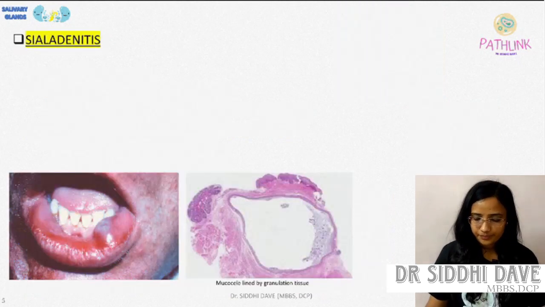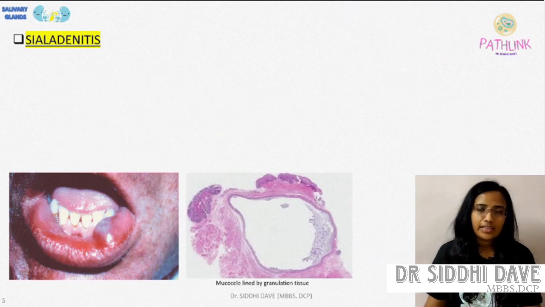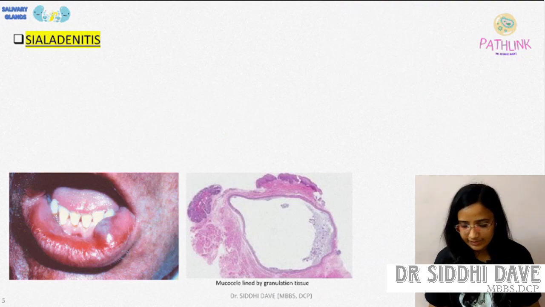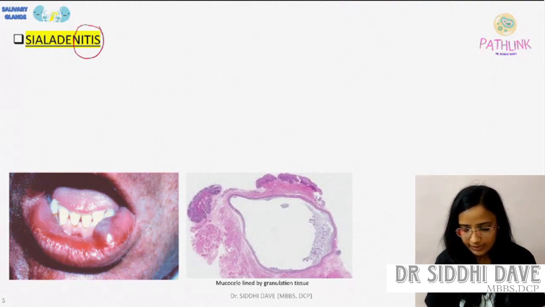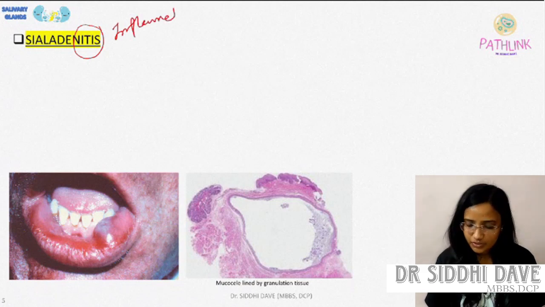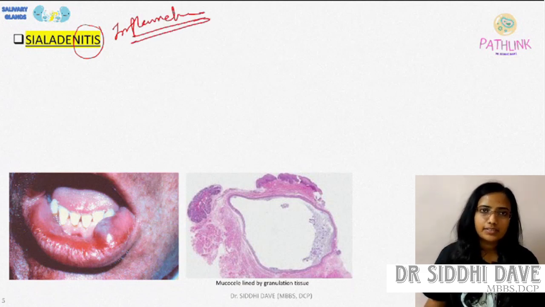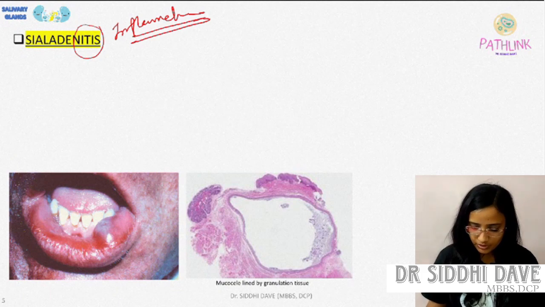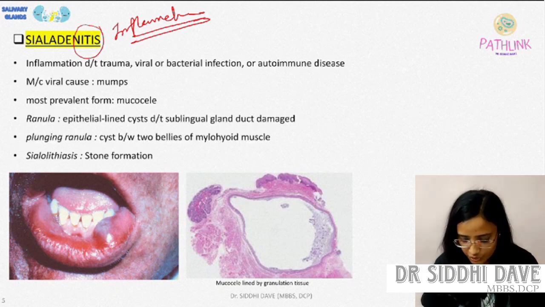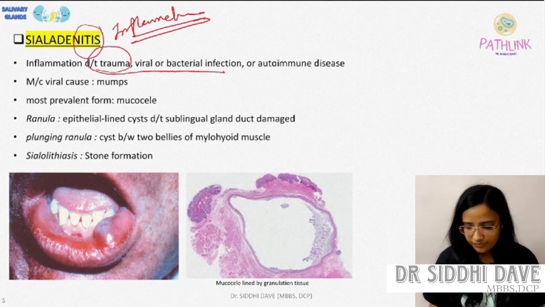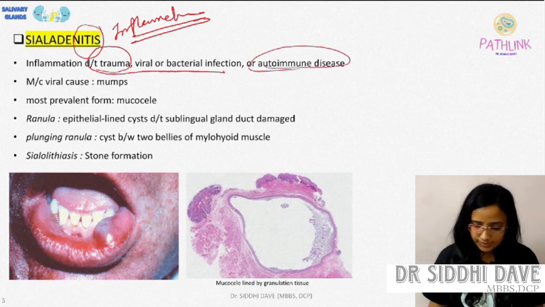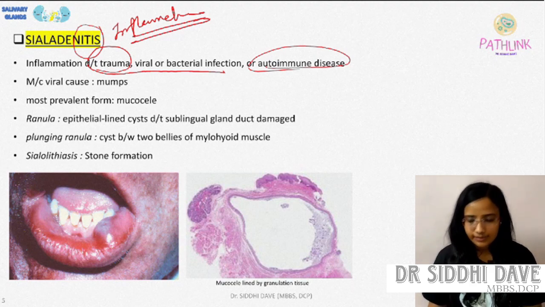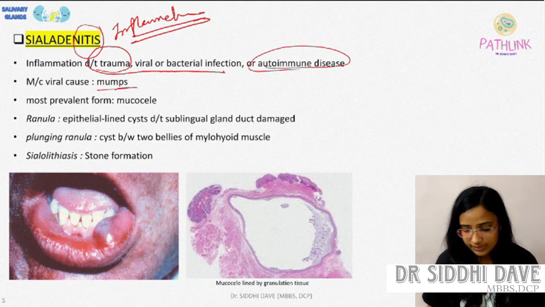So the next topic is sialadenitis. Whenever in MBBS you hear -itis, it means inflammation. So sialadenitis is inflammation of the salivary gland. It is due to trauma, viral or bacterial infection, and or autoimmune disease. The most common viral cause of sialadenitis is mumps. The most prevalent form of the disease is mucocele.